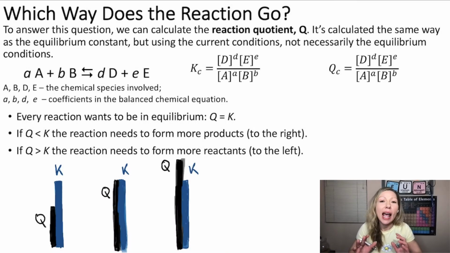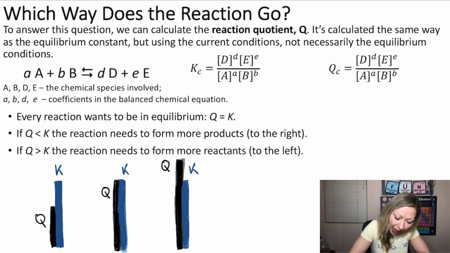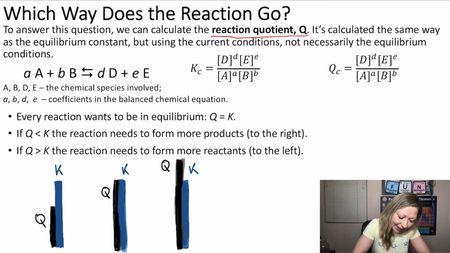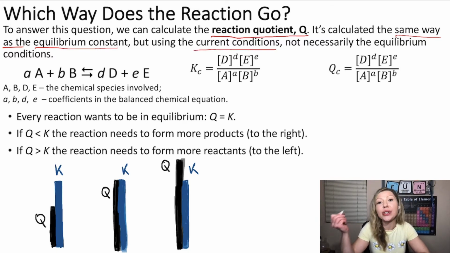Hello guys. How do you decide which way a reaction will go when you have a mixture of reactants and products? Well, we can calculate the so-called reaction quotient and compare that to the equilibrium constant to figure that out. The reaction quotient is calculated literally the same way as the equilibrium constant, but we are going to use the current conditions, not necessarily the equilibrium conditions.